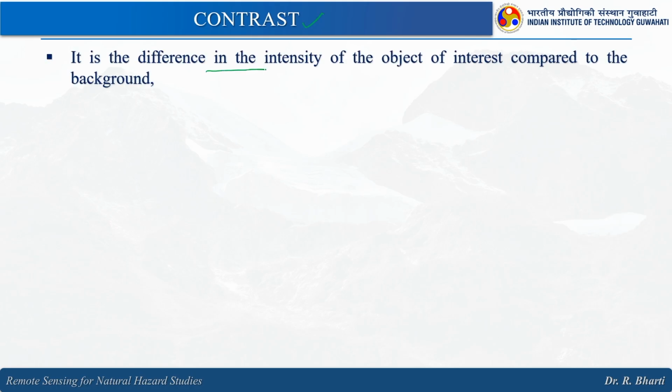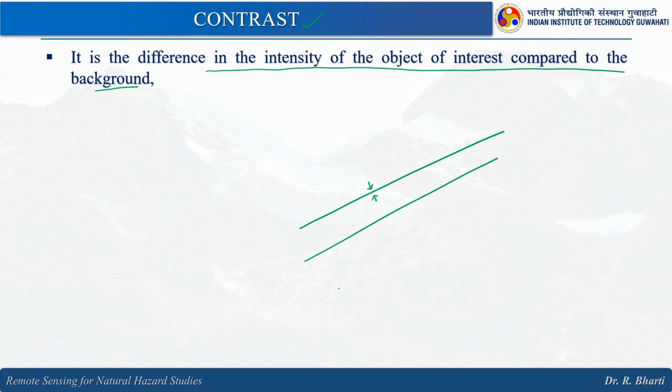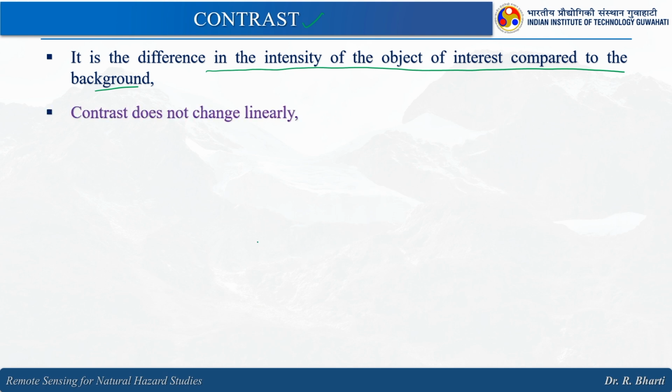Contrast is the difference in the intensity of the object of interest compared to the background. So if you draw a line, we are able to see this line because there is a contrast between the background and this line color, right. If I use white color, you will hardly notice it, because both will have the same color. So there won't be any contrast. Contrast does not change linearly. When I draw a line, the contrast changes drastically here and on this particular line. That's why we are able to see the edges, right.